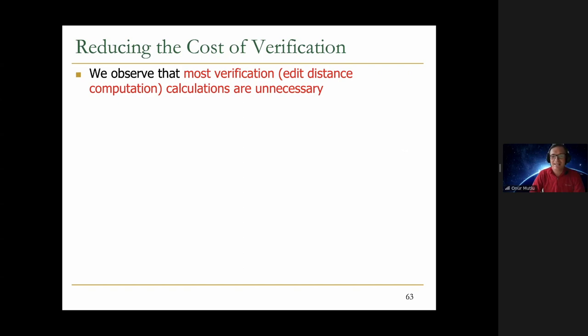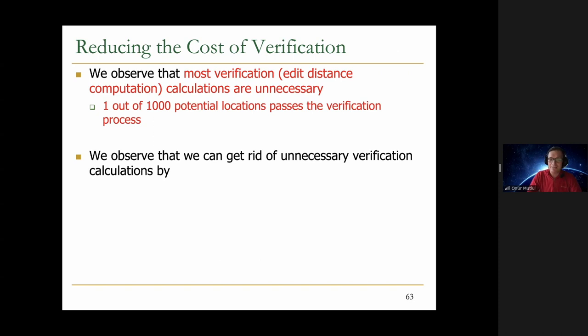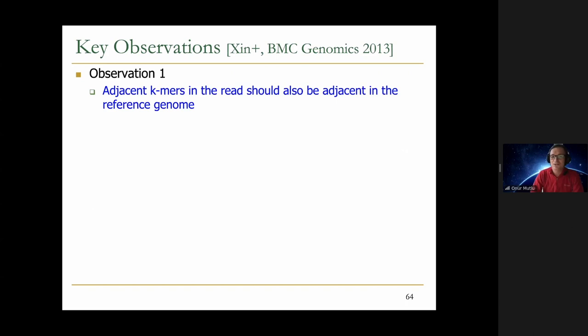The observation is that most of these edit distance calculations are unnecessary. One out of 1,000 potential locations actually passes the alignment, meaning within a given error rate. We observed that you can get rid of unnecessary alignments by detecting and rejecting invalid mappings early. That's called filtering. And also by reducing the number of potential mappings to examine. I'm going to talk about both ideas. Let's talk about the first observation.